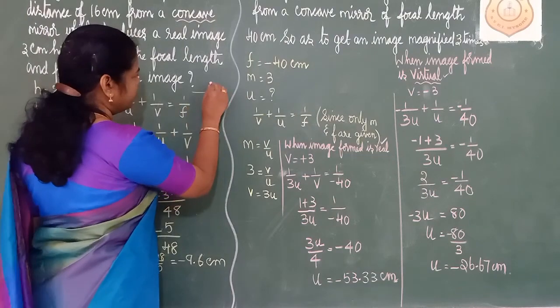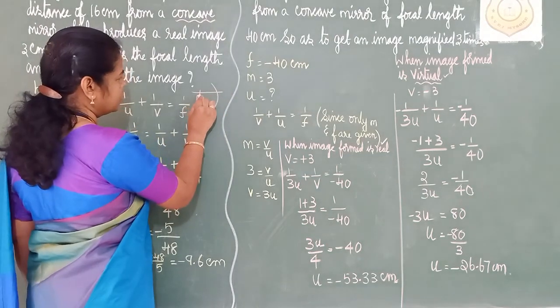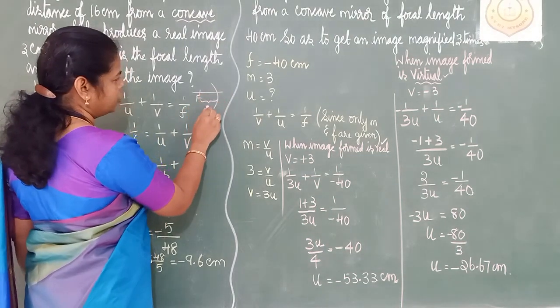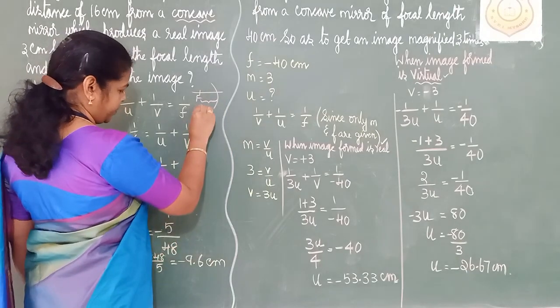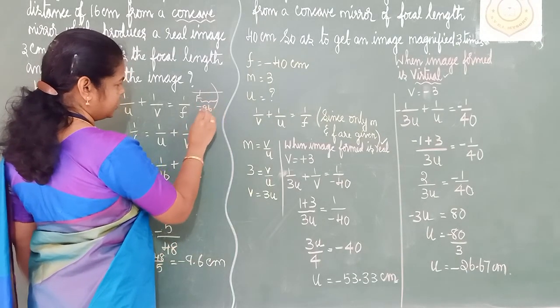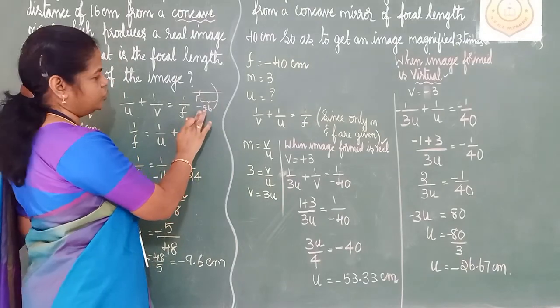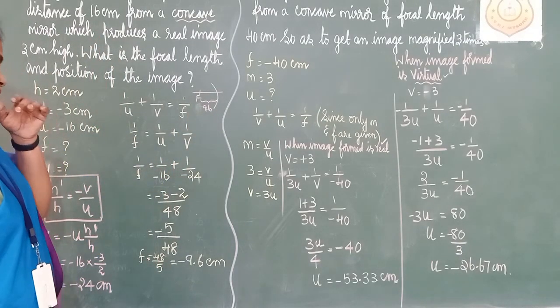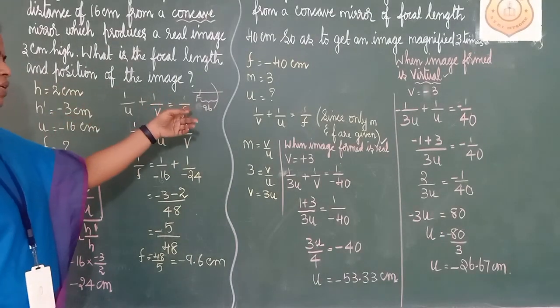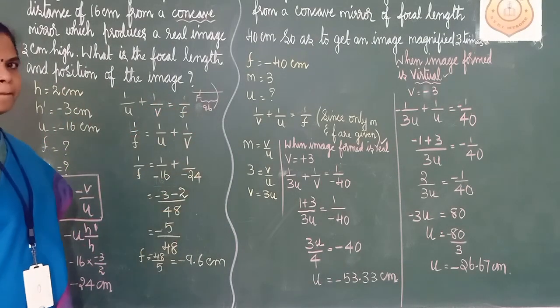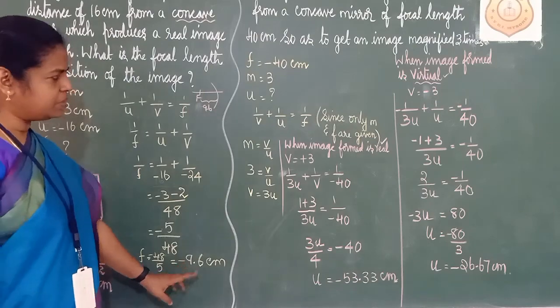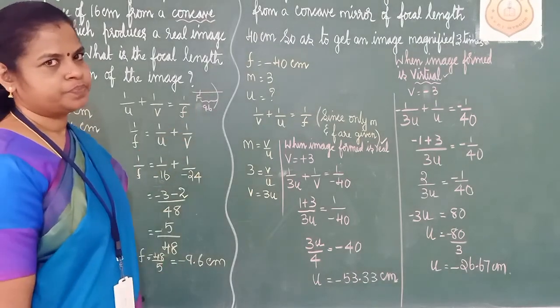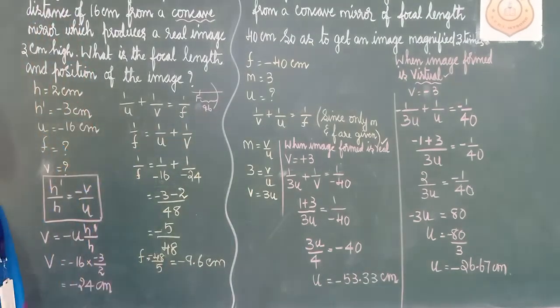Concave means actually it will be like this. So focal length is this portion. This is how many? Minus 9.6. Can I put minus here? No, don't do that. 9.6 centimeters. As it is a concave mirror, I am taking it as minus, but I can't show it here. Clear, I think. Practice it one more time.